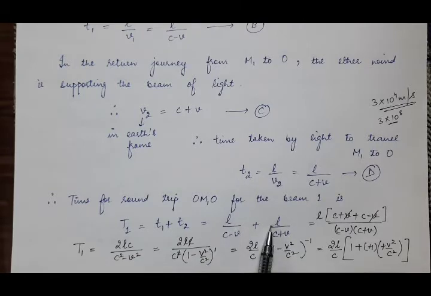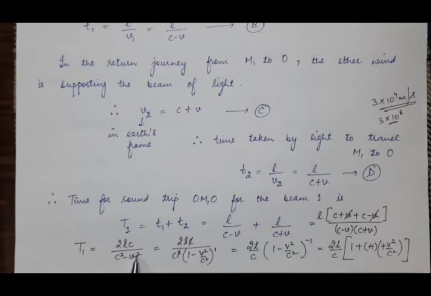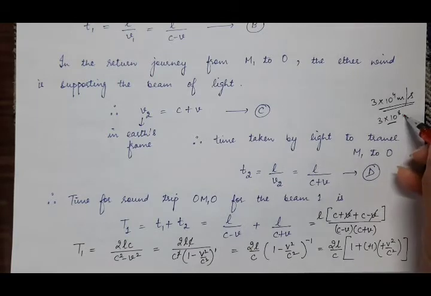So take L common and then take LCM. After solving, you will get the time taken by light beam 1 for the round trip OM1O. Now take this C square common and you will have this. 1 of C will be cancelled out. Now move this 1 minus V square by C square raised to power minus 1 to the numerator. The power will become negative. And now we know what the value of C is. It is 3 into 10 raised to power 8 meter per second.